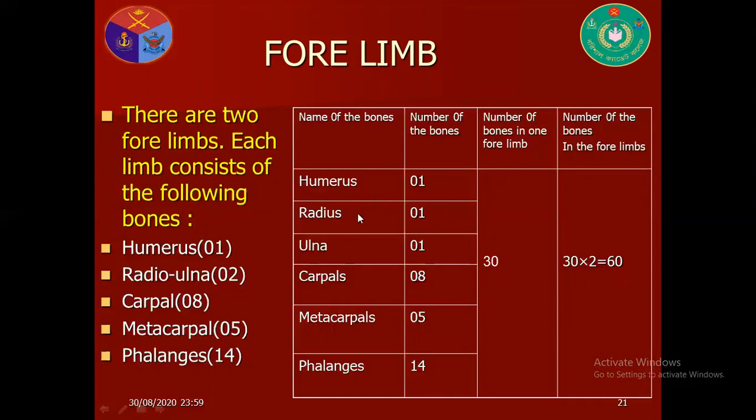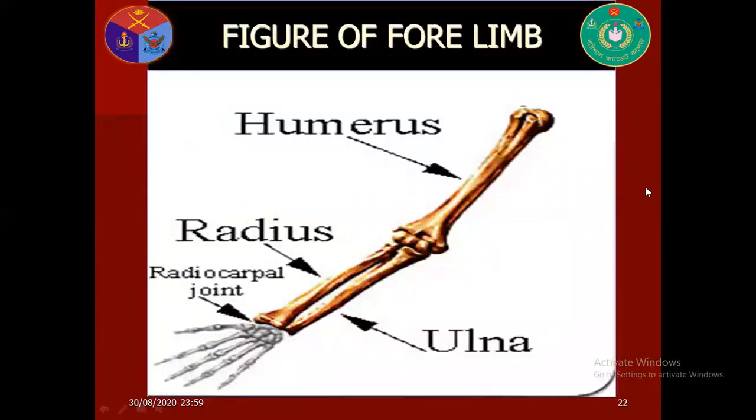So humerus, radius, and ulna. Radius and ulna are commonly called radioulnar. The wrist bone is called carpal. Then metacarpal, its number is 5; the palm consists of metacarpal bones. Then phalanges: the fingers consist of phalanges, and its number is 14. This is a figure of the humerus and forelimb. The upper part of the forelimb is called the humerus. Then radius and ulna. Then this is the carpal or radiocarpal joint, the carpal bones, and this is the phalanges.